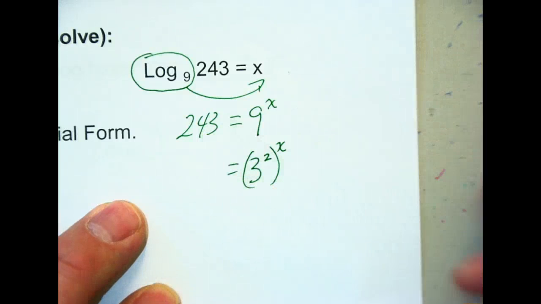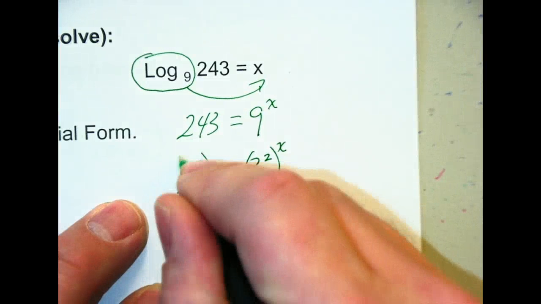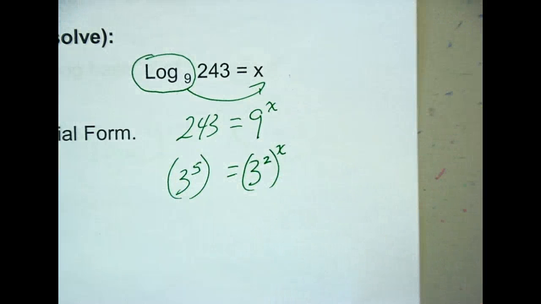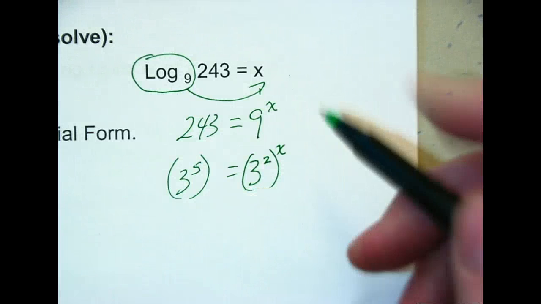So 3 to what power is 243? Fifth. 3 to the 5th power. How do you know that? Well, maybe you have your 3's memorized. Like I actually do know that. Okay? I don't expect you to have that memorized.